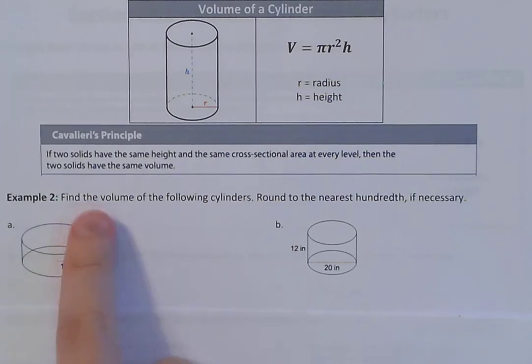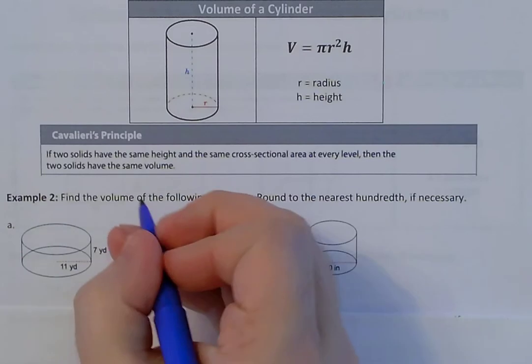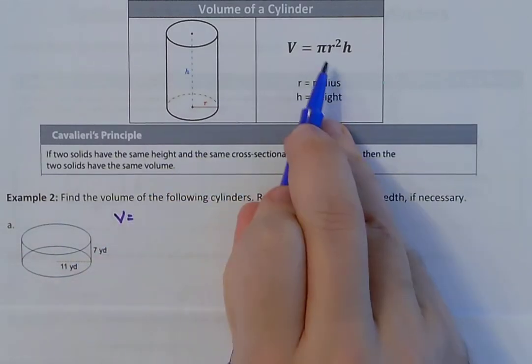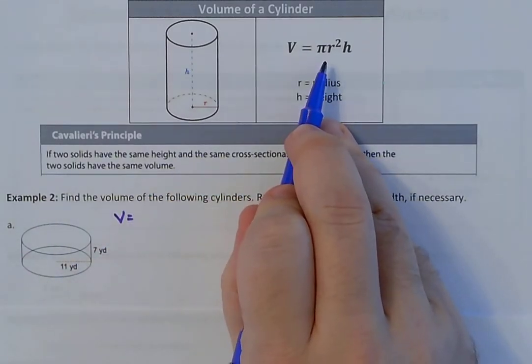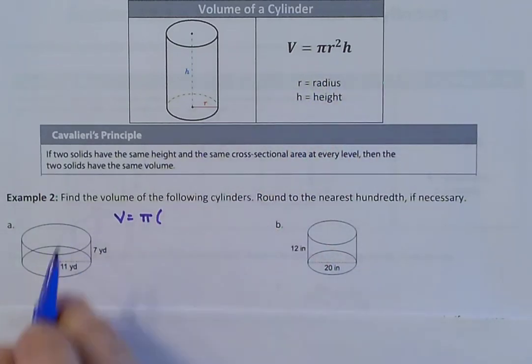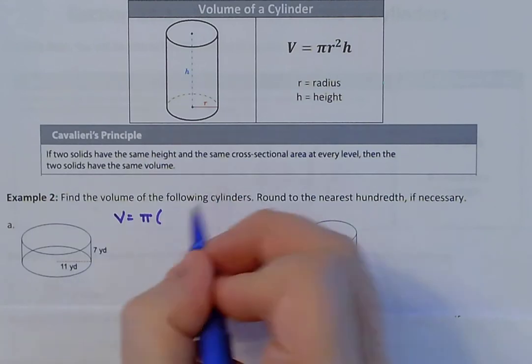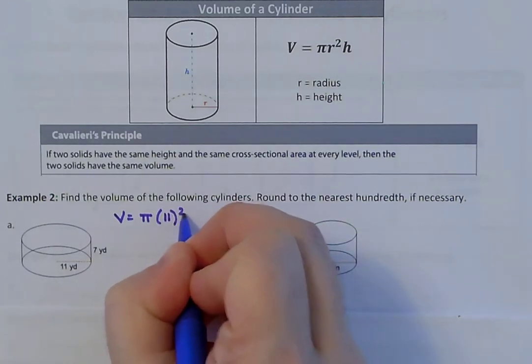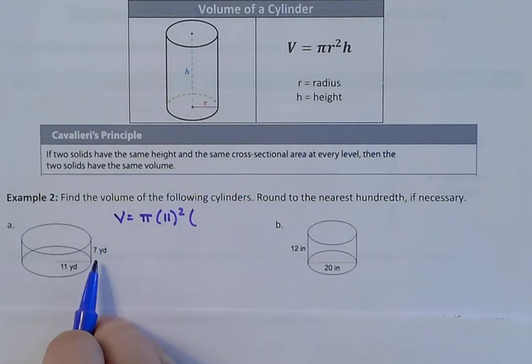So for example 2 part A, we have this cylinder here. They tell us that the radius is 11 yards and that the height is 7 yards. So to find the volume, we're going to use pi r squared h. So it's pi, we know our radius to be 11 squared, and then we're going to multiply it by the height, which is 7.